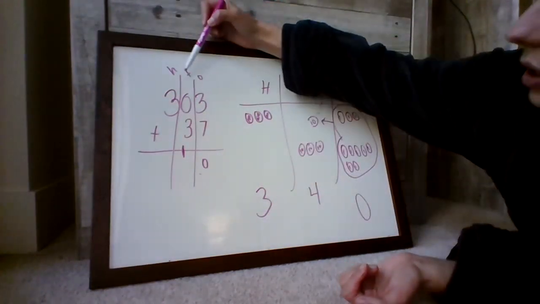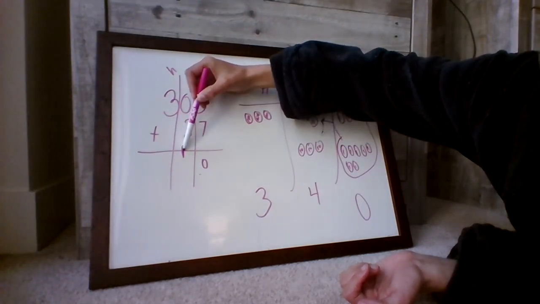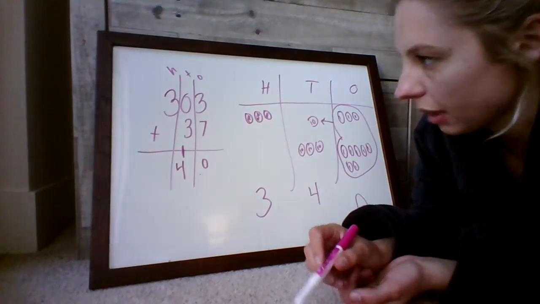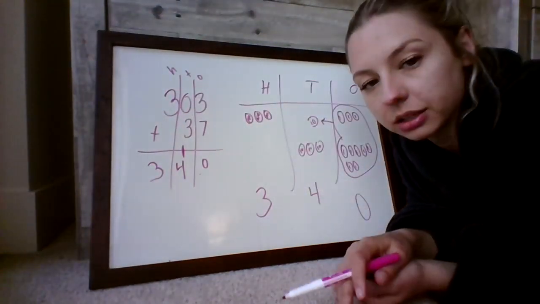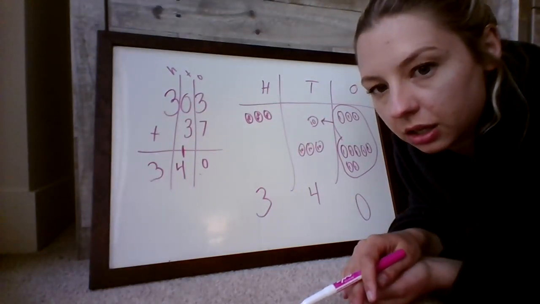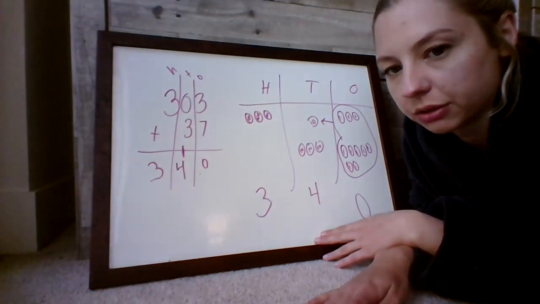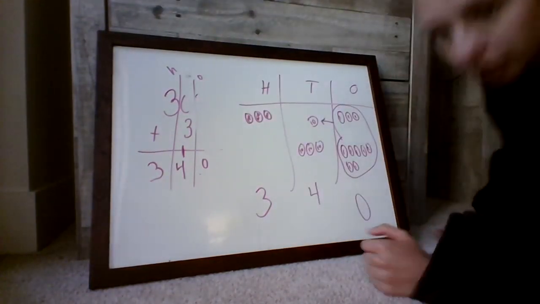Good. So let's go to the 10s. 0 plus 3 is 3, plus 1 more, can't forget about this guy, is 4. And 3 plus nothing is 3. Do you see that? Awesome. So is our answer the same from here to here, 340 and 340? Yes. Good. Let me go ahead and erase this.